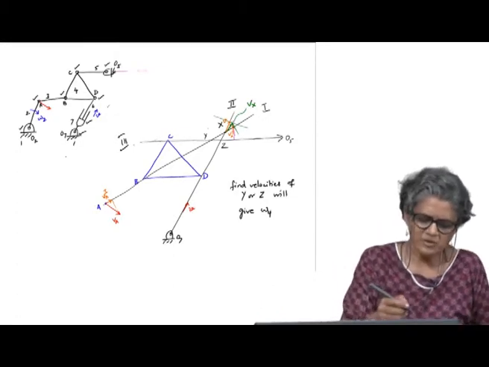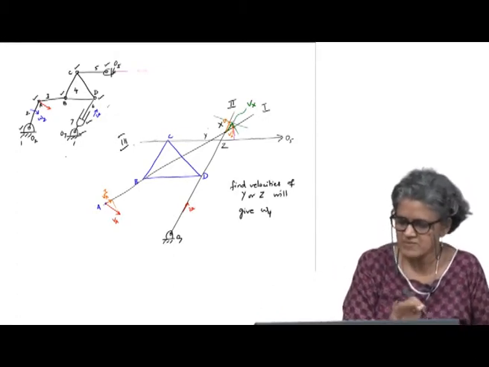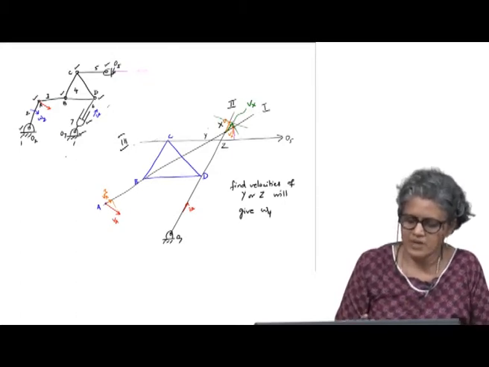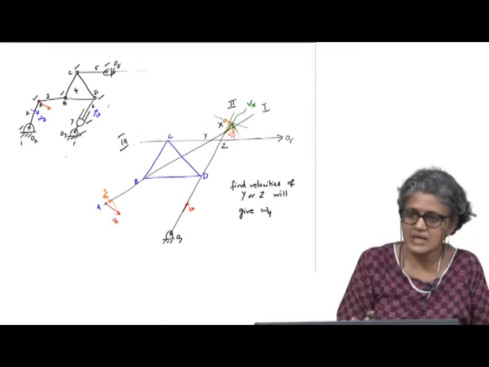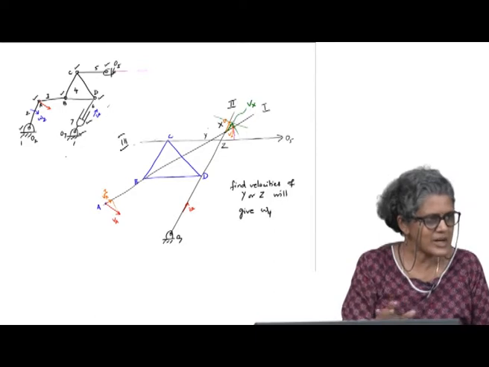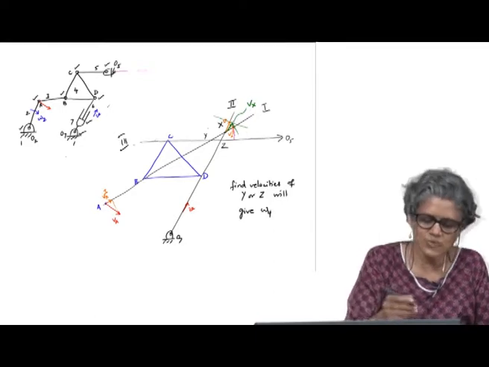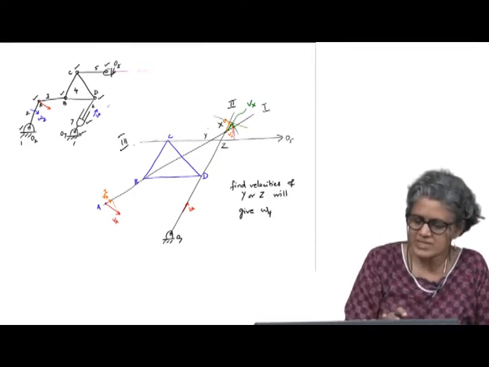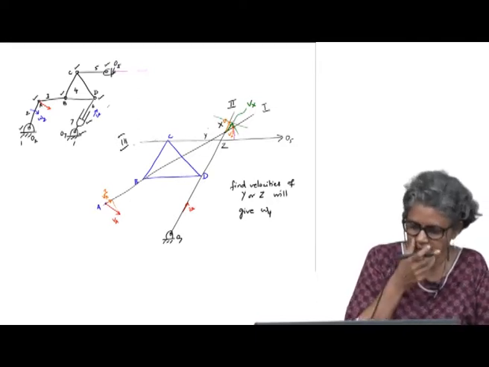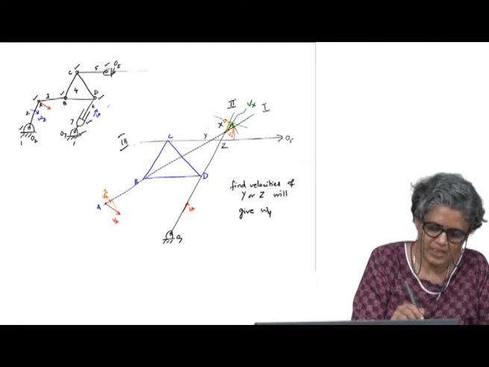Okay. So, now we have looked at graphical methods, which are fairly quick and quite intuitive. If you are only interested in a few positions and you know the position analysis, they give you a good idea of how the mechanism is going to move. We will look at the analytical methods.